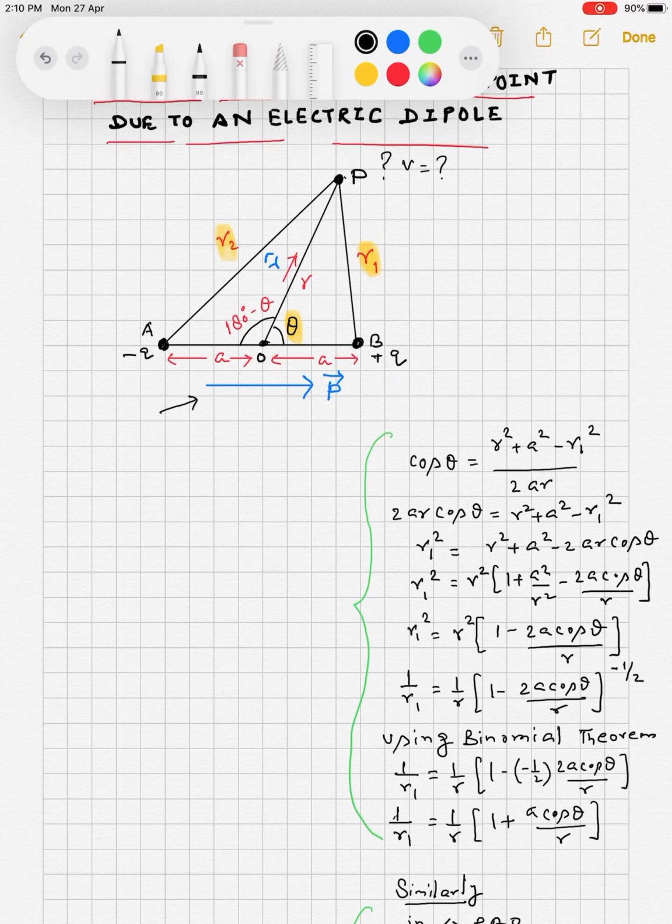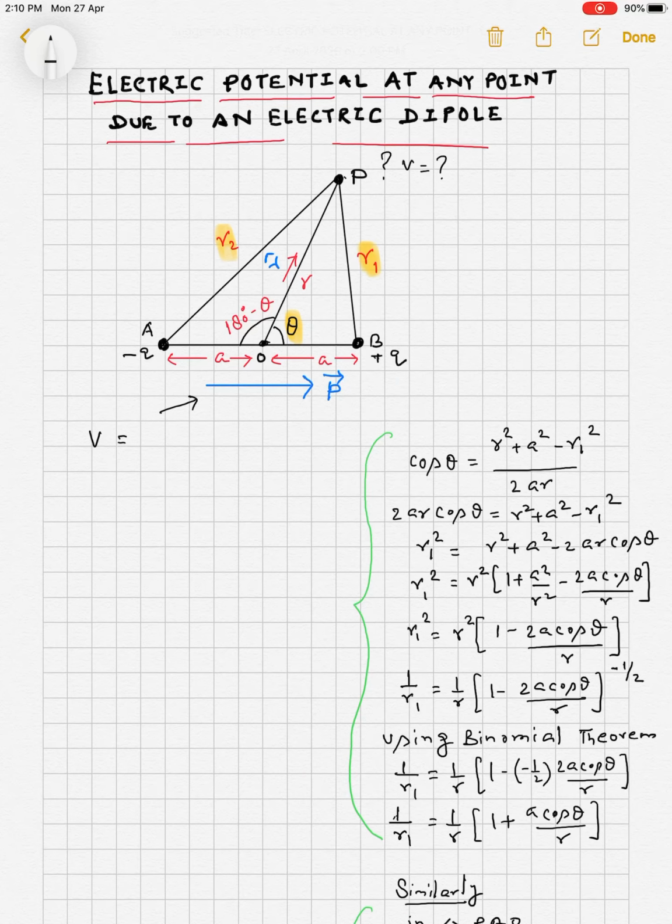Now we have to find the potential at P. So the potential at P, that is V, is equal to potential due to minus q plus potential due to plus q. So first we write potential due to plus q. It is 1 upon 4 pi epsilon naught, the charge q, and the distance between the point P and the charge is r1, so it is q upon r1. It is the potential due to charge plus q.